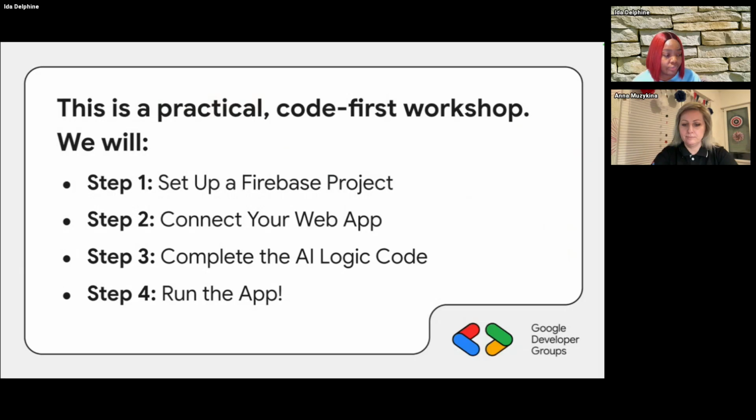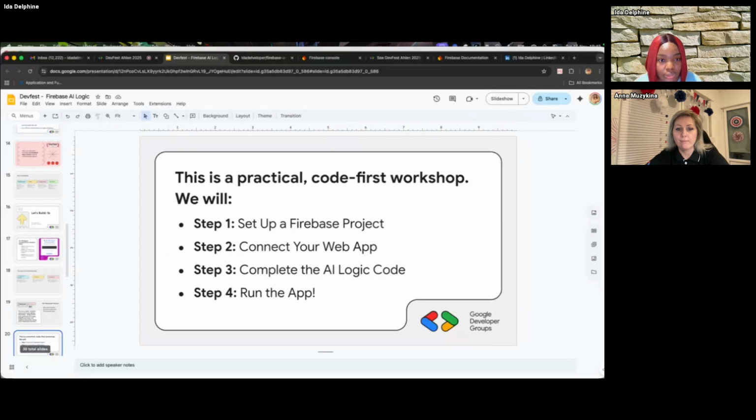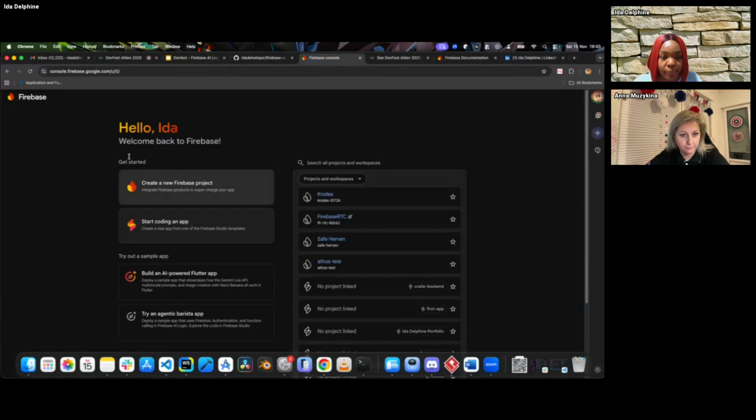So for a start, we are going to set up our Firebase project and connect to it. The first step is we set up our Firebase project, we connect our web application to it, and then we finish the rest within our app. So let's go to the Firebase console.